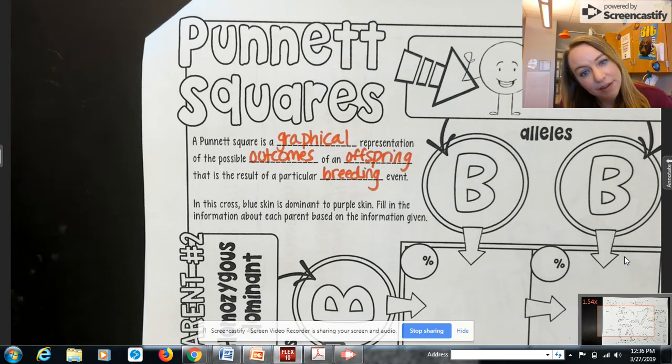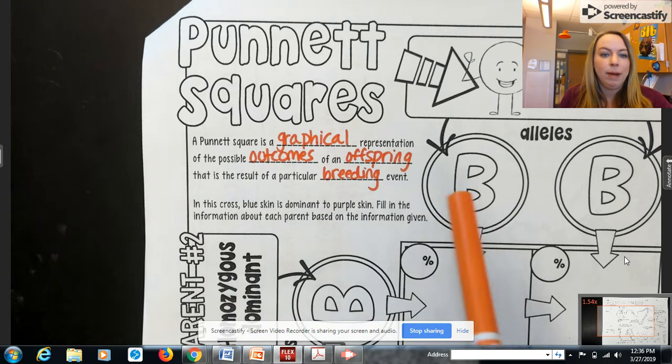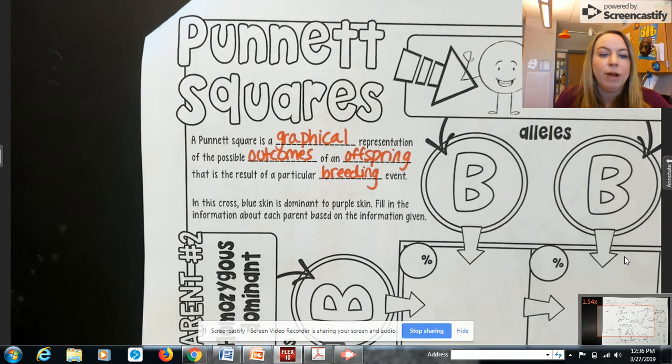Hello, eighth graders. Today we're going to be talking about Punnett squares. This may be the first time you've seen Punnett squares. You may have seen these in the past, but basically a Punnett square is a graphical representation of the possible outcomes of an offspring that's the result of a particular breeding event.